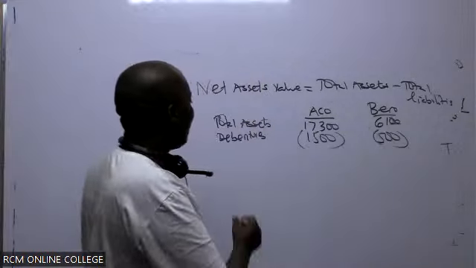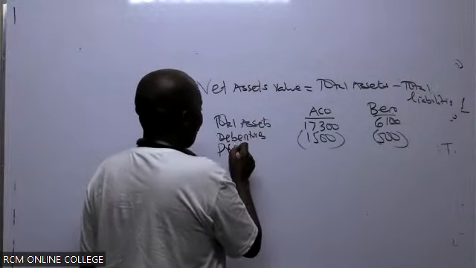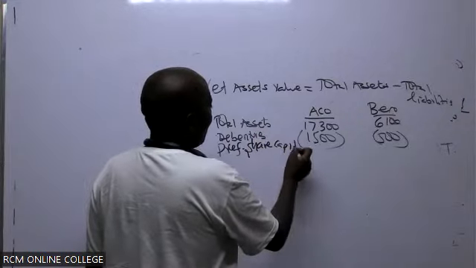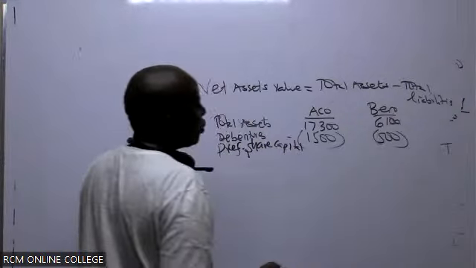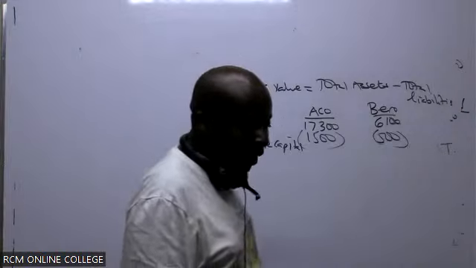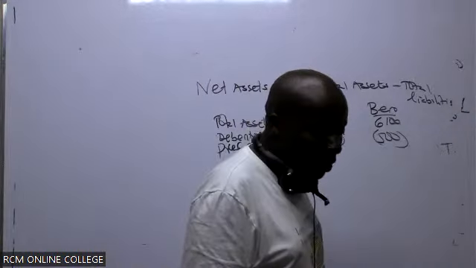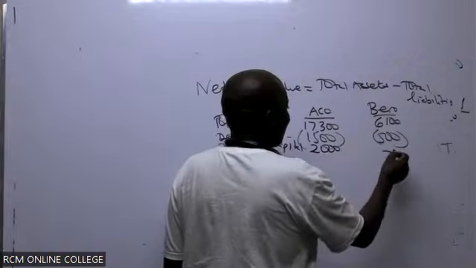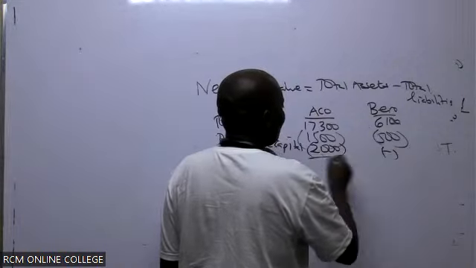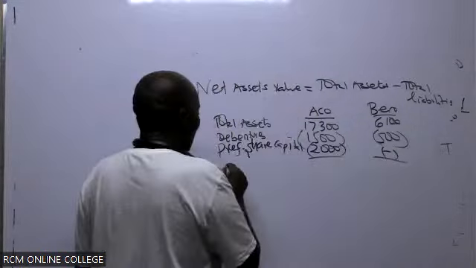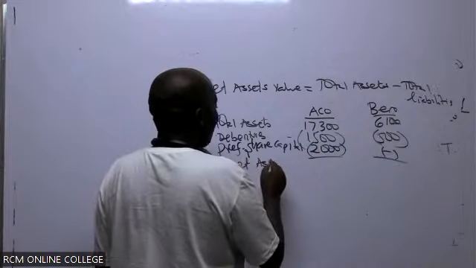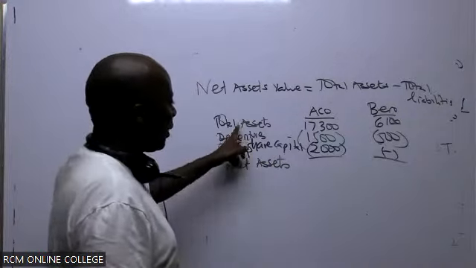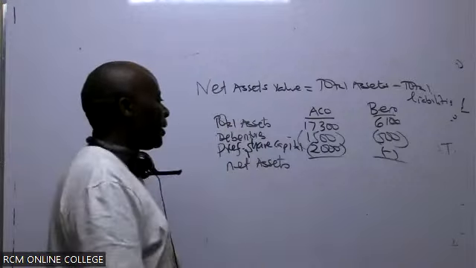So in this case, come and deduct preference share capital. What do we have here? For ACO it is 2,000. This other one doesn't have any. So then we have our net assets. We never had the current liabilities here; they were deducted when getting the total assets figure. So please give me the net assets.